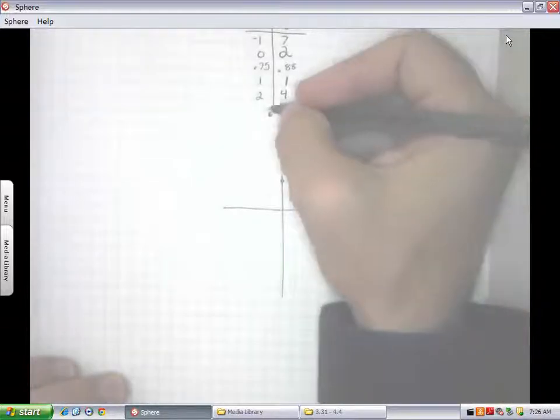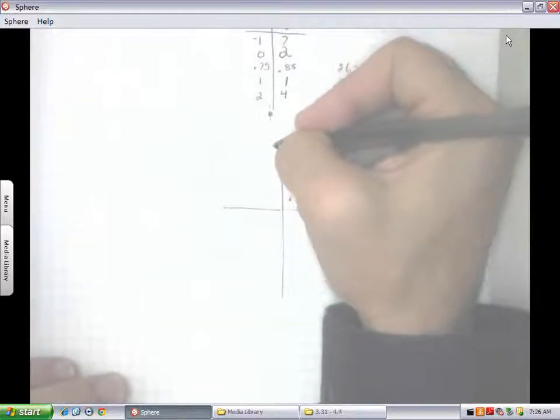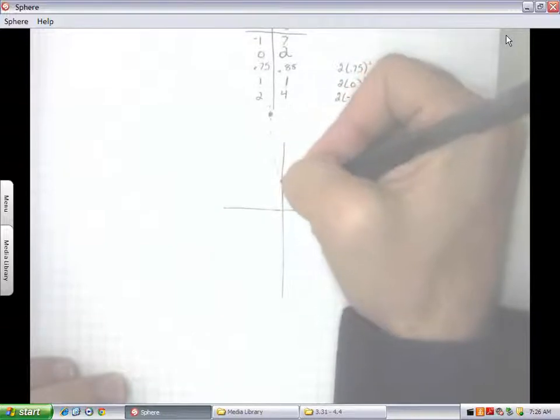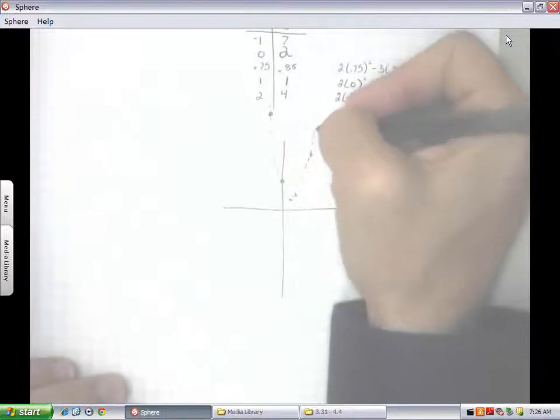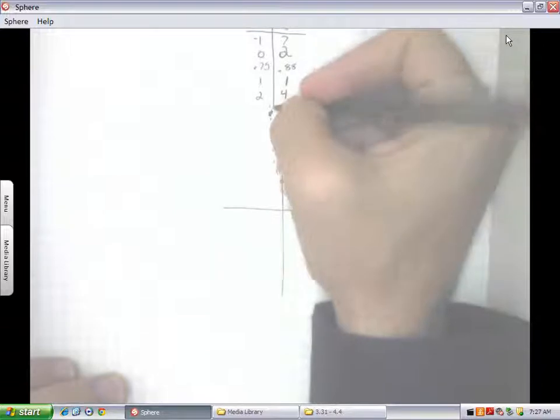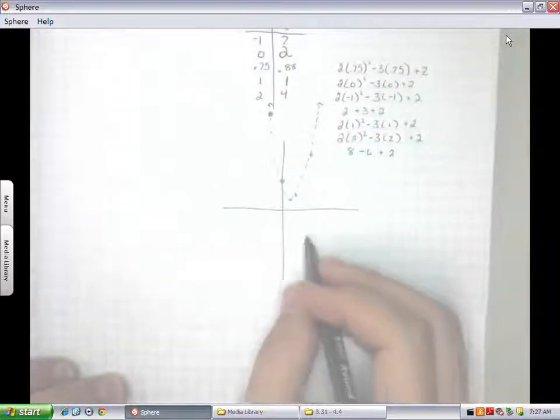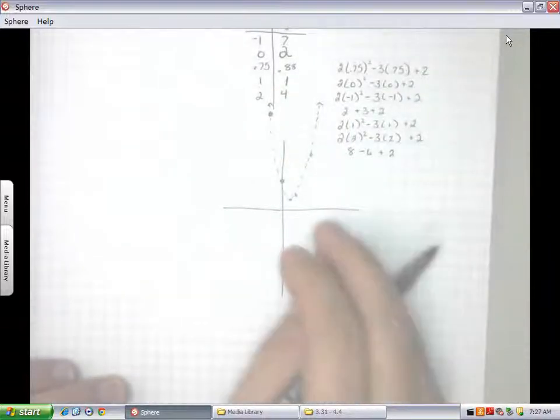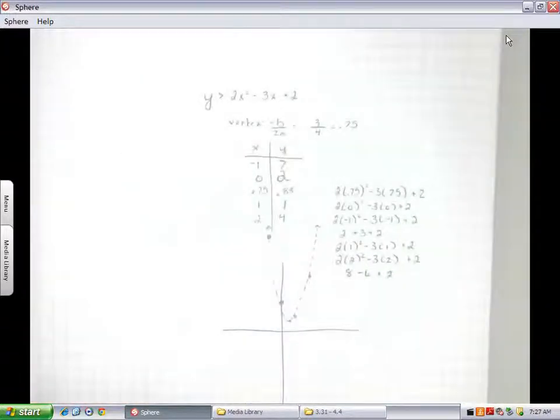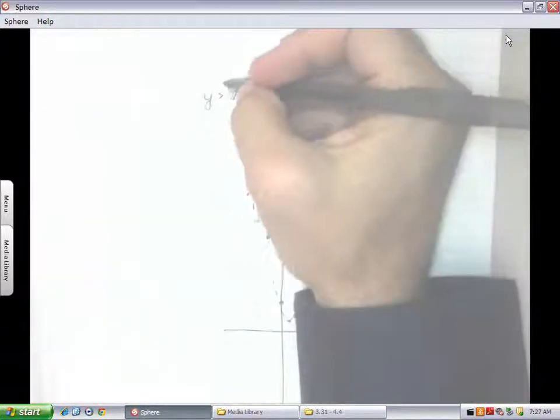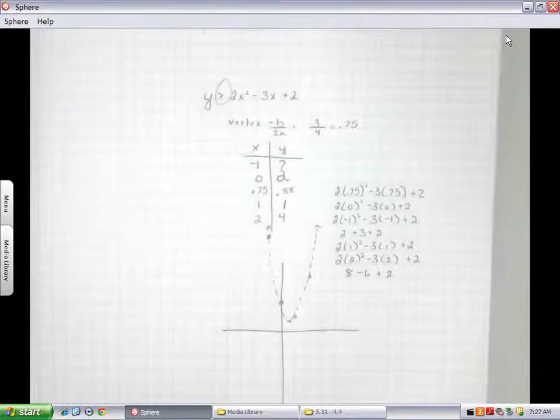So when I connect them, it still makes a U-shape. You notice that I connected them with a dashed line. Why would I choose to use a dashed line? Because going back to my inequality, this was a greater than sign. So because it was not equal to, I'm not going to use a solid connector.